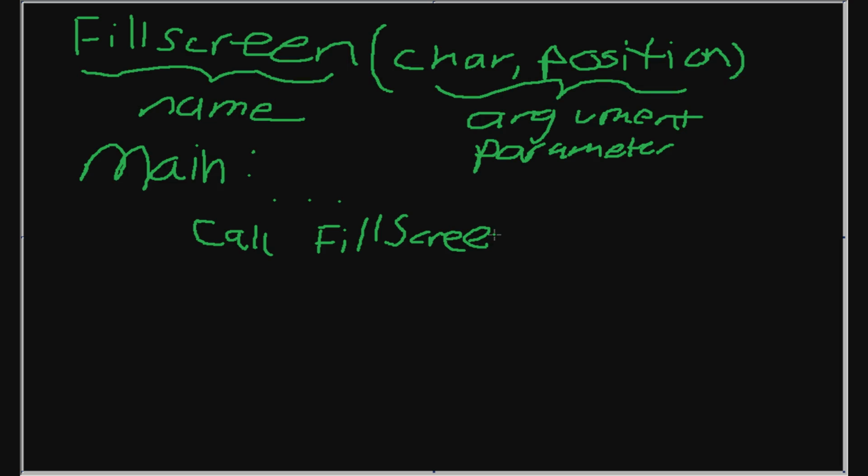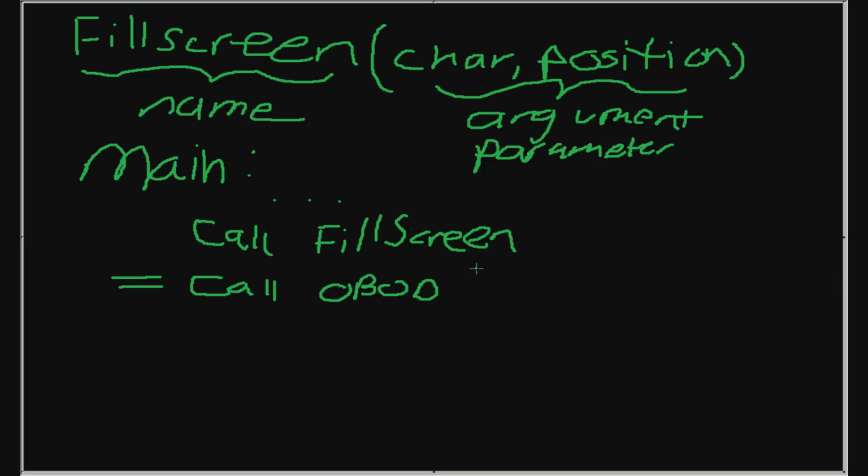Now, if you were using a debugger, you wouldn't see the label fill screen. All you would see is some number, some address, because when you load in a program, that's where fill screen is going to be located. So we could say that our address is some hex address, 0b 0d.